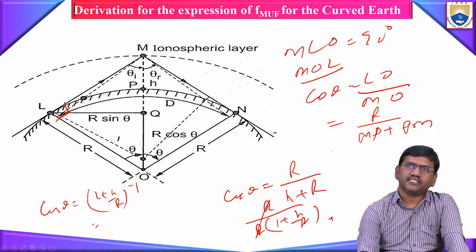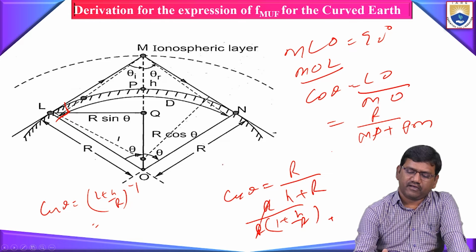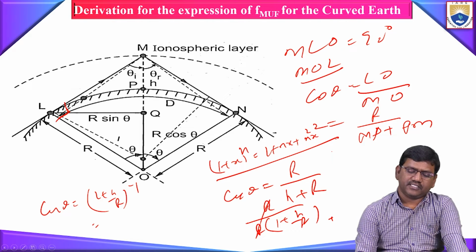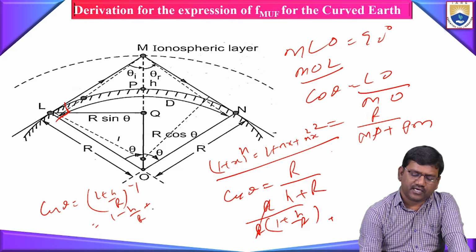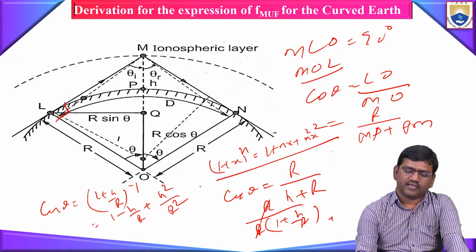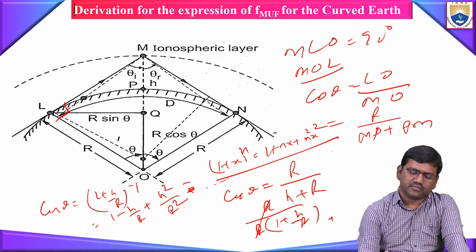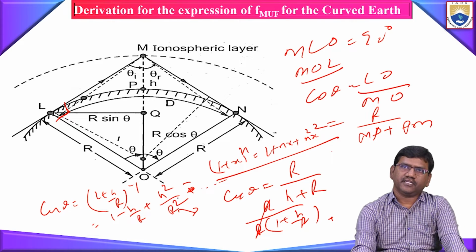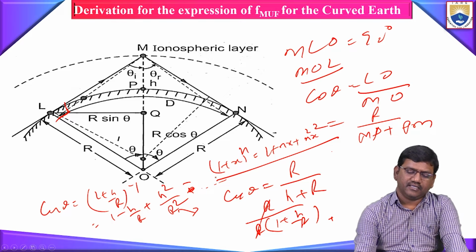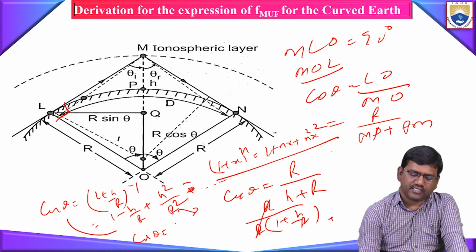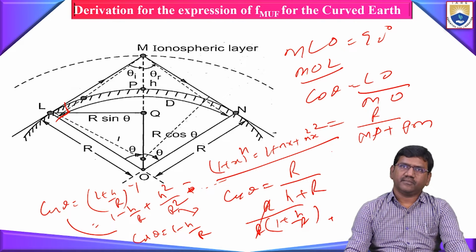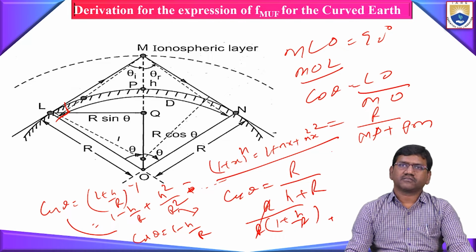By applying the binomial series expansion, we know that 1 plus x whole power n is equal to 1 plus nx plus n square x square and so on. Applying this, we can write 1 minus h by r plus h square by r square minus and so on. Here the value of the radius is very high compared to the height of the transmitting antenna, so the higher order terms can be neglected. Overall, we will get cos theta is equal to 1 minus h by r. The higher order terms h square, h cubed, r square and r cubed can be neglected.